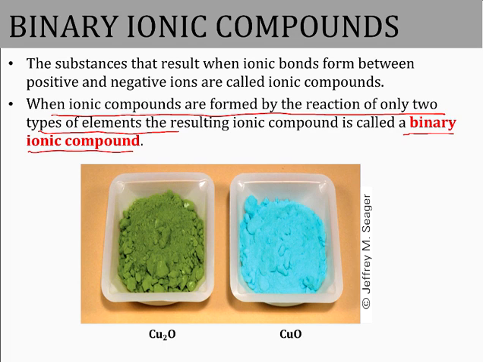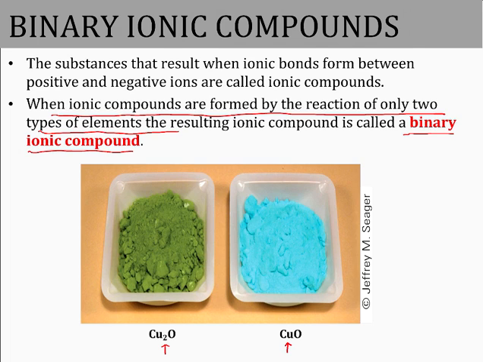So down below we have a couple of examples of binary ionic compounds. So both of these contain copper and oxygen. So you'll notice on the left there's actually two copper ions and one oxygen ion. And on the right there's only one copper ion and one oxygen ion.